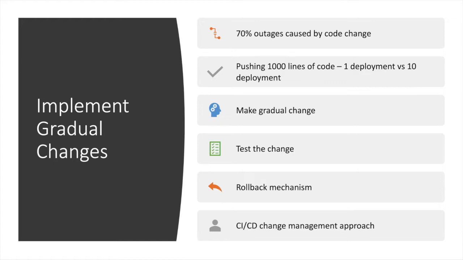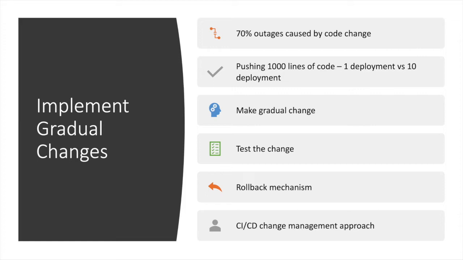Which one is better? If some outage happens when you are pushing, let's say, 1000 lines of code directly, then it will be very tough to debug the root cause of the issue. But if you are pushing small changes, like 100 lines of code in each deployment, then it will be very easy to figure out which lines of code were actually causing the issue. So the approach here is to push gradual and small changes.